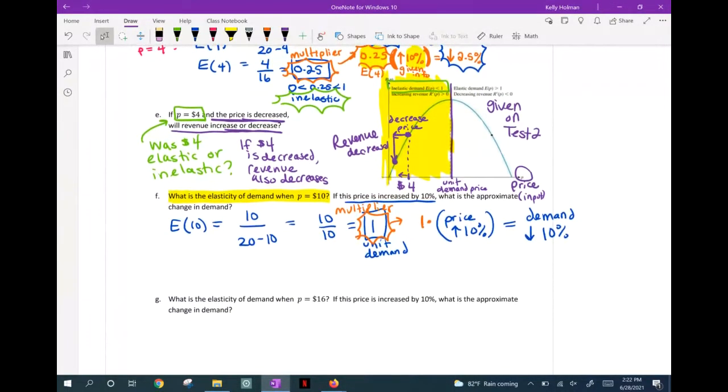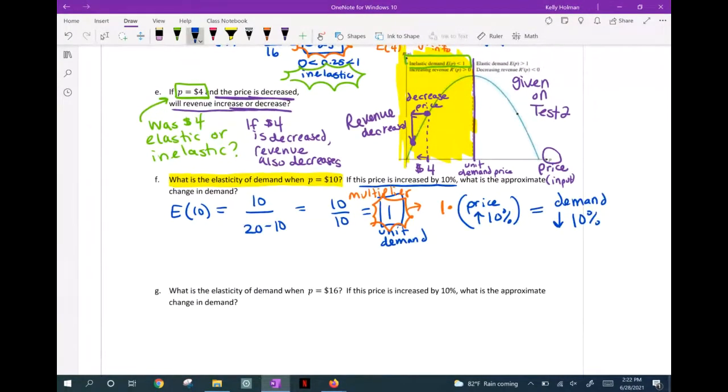But let's do another one. Let's do an elastic situation, so we can read the graph on that elastic one. Now plug in a price of $16. That would give us 16 over 20 minus 16. That would give us 16 over 4. Whoa, 16 divided by 4 is 4. That is hugely elastic, very elastic. Multiplying something by 4, quadrupling it, that is super elastic.